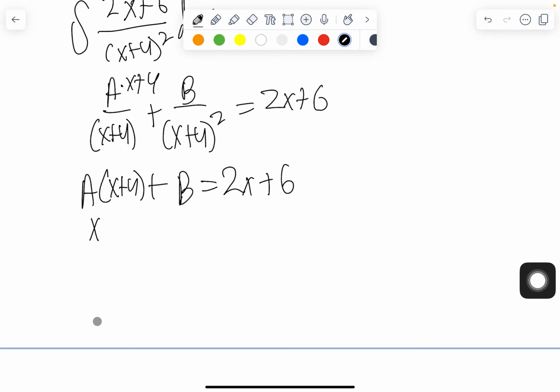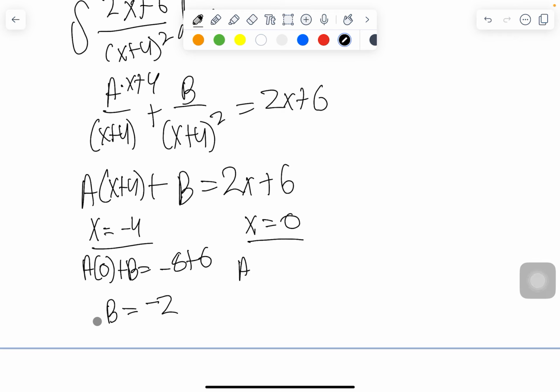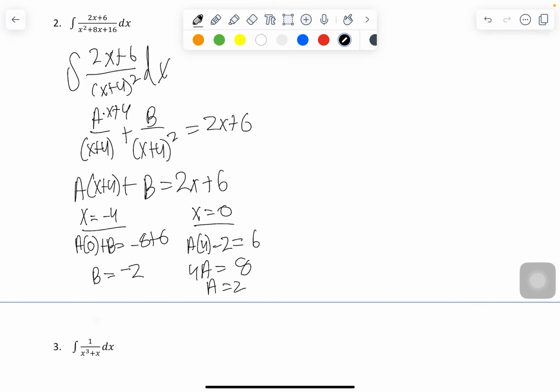So when x equals negative 4, a times 0 plus b equals negative 8 plus 6, b equals negative 2, and then when x equals 0, a times 4 minus our b value, which is 2, equals 6, 4a equals 8, a equals 2. And now that we have those values, we can integrate it.